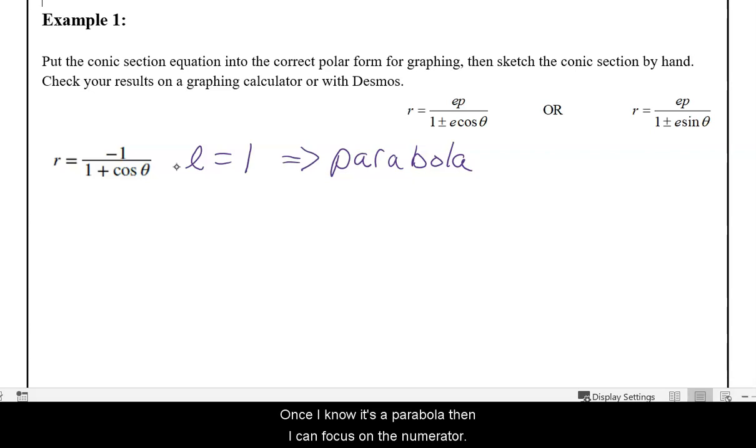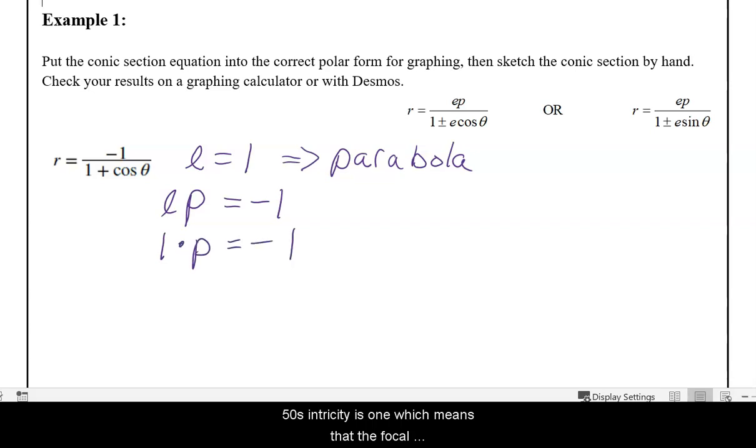Once I know it's a parabola, then I can focus on the numerator. Notice that we are starting in the denominator, working from left to right, and then hooking around to the numerator. I've identified the eccentricity is 1. Once I know that, I'll be able to find the focal parameter P, the distance from the focus point to the directrix. Now I can find P by saying that the eccentricity times P is equal to -1. But the eccentricity is 1, which means that the focal parameter must be -1.